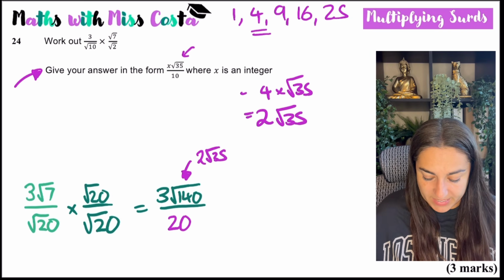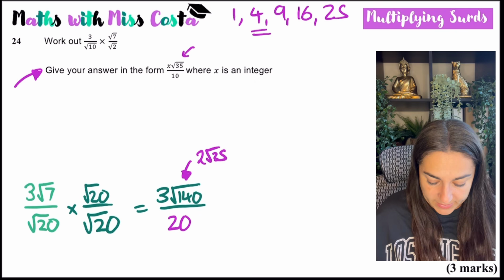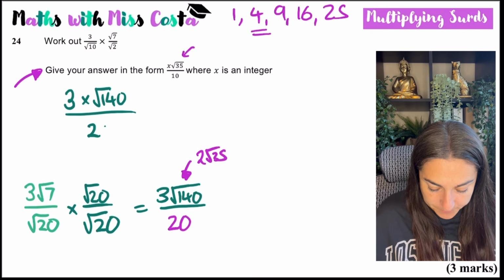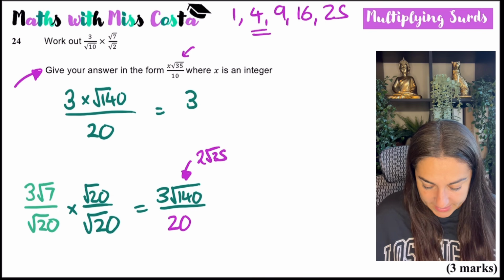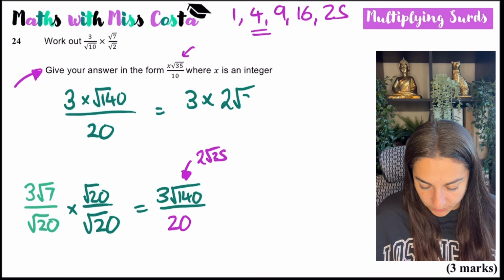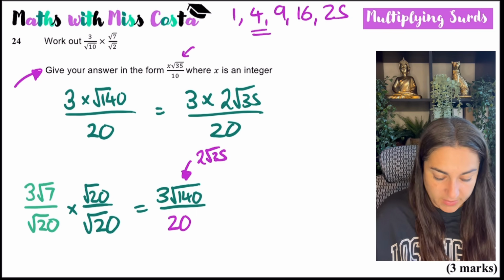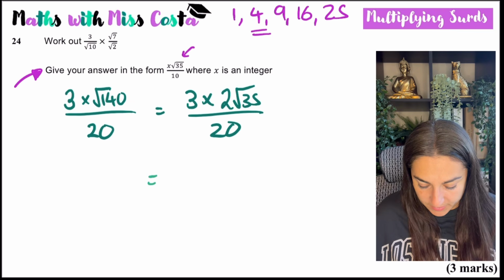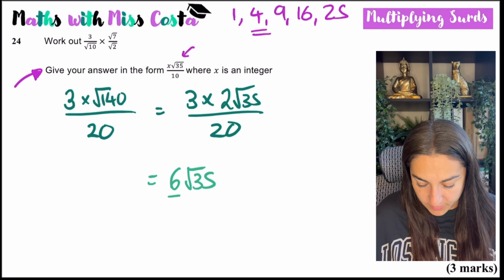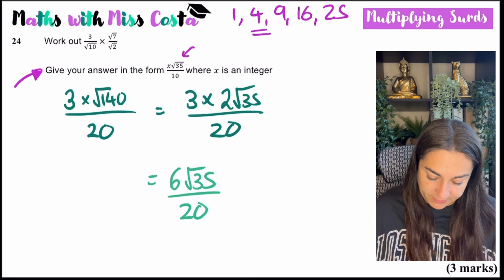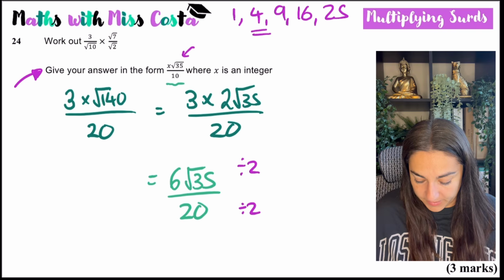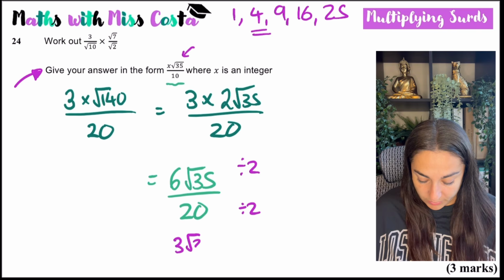Now this is where I need to be careful, because it's 3 lots of root 140. So my numerator is 3 times 2 root 35 over 20. Just be very, very careful with that bit, because that would then become 6 root 35 over 20. Now it says give it in the form something over 10. So I'm going to simplify by dividing by 2, which gives me 3 root 35 over 10, and that's how we'd get that.